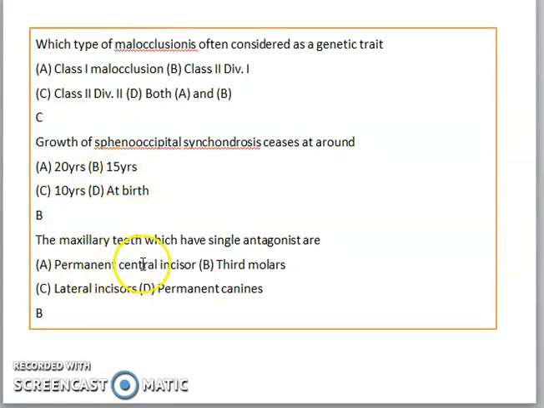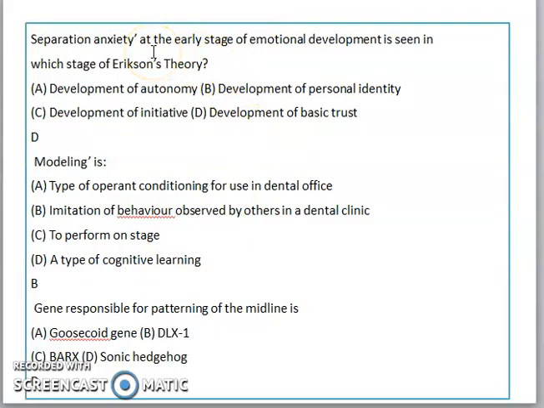The maxillary teeth that have a single antagonist are your third molars. Now, separation anxiety: at which stage of Erikson's theory can you say it occurs? You can say the stage of development of basic trust. When the child is at this stage, he will have two things, trust versus mistrust. And the child at 2 to 3 years will have fear and anxiety of separating from parents.